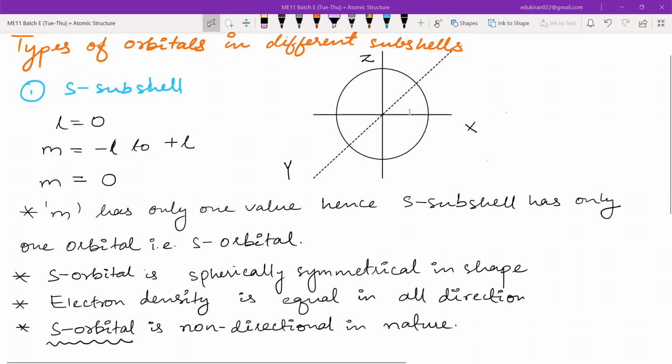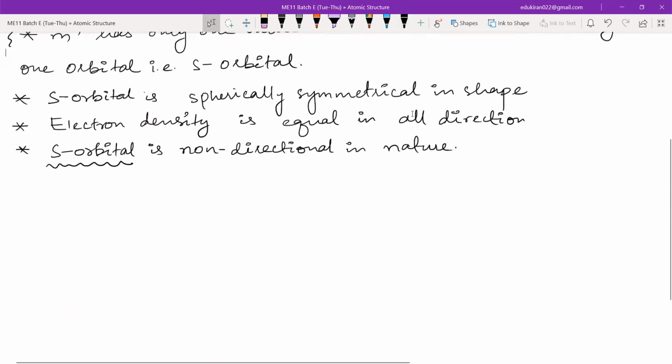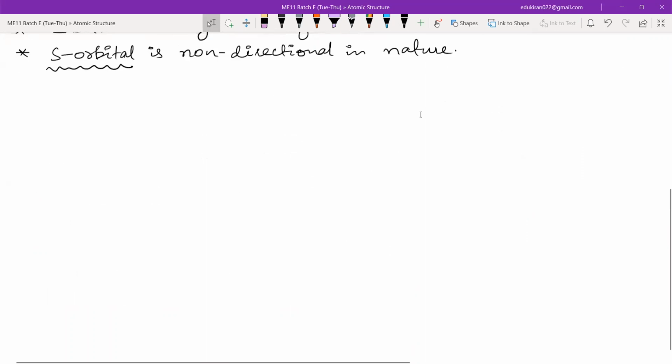So this was pretty simple regarding the s subshell. What information you already have is this, right? And m has only one value, hence the s subshell will have one orbital. The similar thing we will do in the p subshell also. So please now in your head start thinking about quantum numbers. Please write the second point. We'll study about the p subshell.